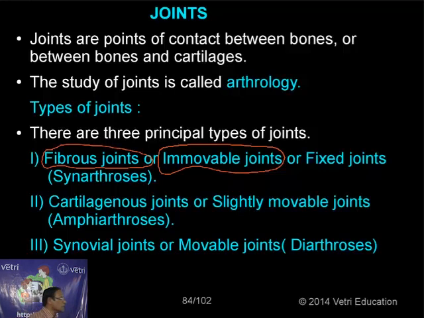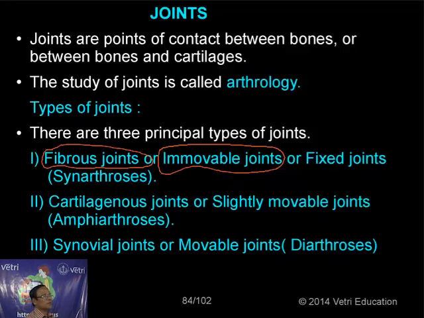The next one is slightly movable joints. They are called amphiarthrosis. The joint is made by means of cartilage between bones. There you have dense fibrous tissue or fibrous cartilage in between, for example, the disc between two vertebrae. That is a joint there. Either by means of fibrous cartilage or by means of hyaline cartilage, the dense fibrous tissue connects the two bones, and the bones are only slightly movable.